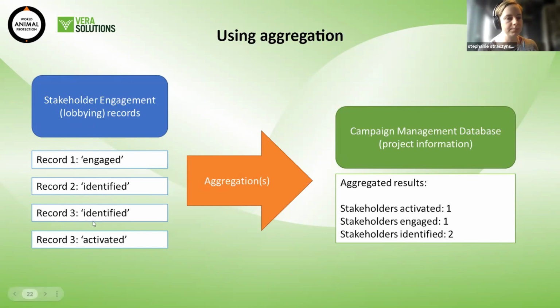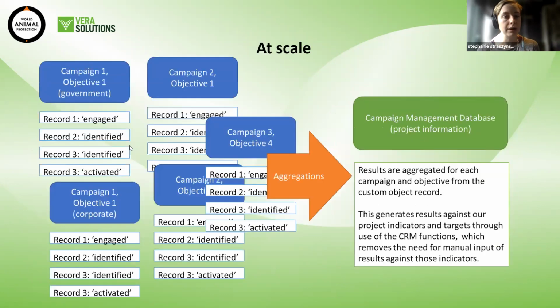So we could have 4 different records here with different stages in the pipeline. An aggregation can then run a result and tell us how many are at this stage, how many are at that stage, and how many at the other stage. That's a single aggregation example. What we're actually doing is a whole lot of aggregations.